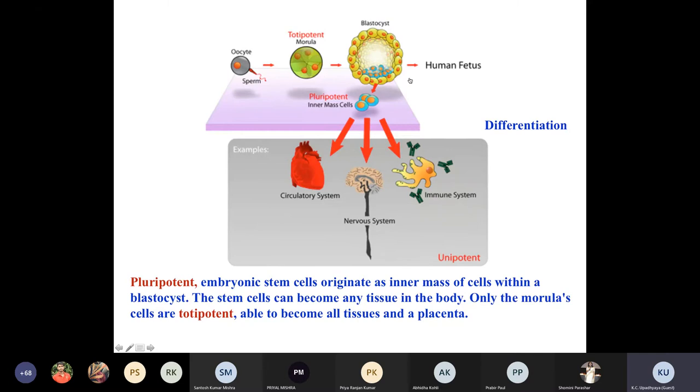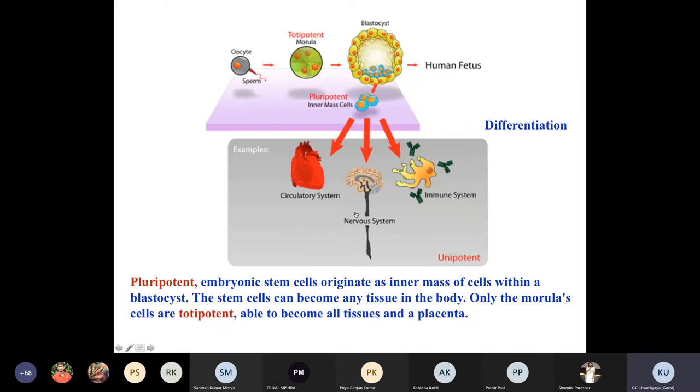In this case, these cells, the inner cell mass cells, are called pluripotent. But once they differentiate, they lead to cells of the circulatory system, nervous system, immune system, hair cells, anything. In the human or mammalian system, differentiation is a unidirectional process. Once the cells are differentiated, into nervous system or heart or any other cells, this cannot be reversed.